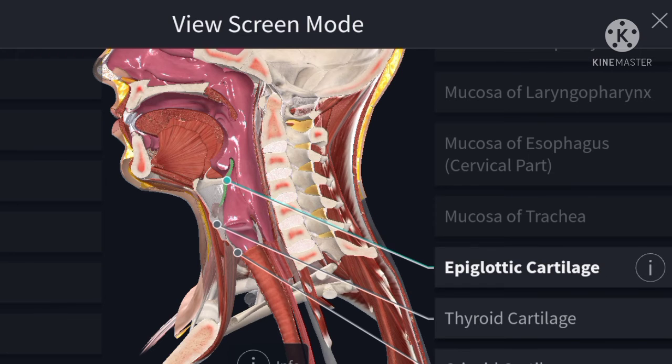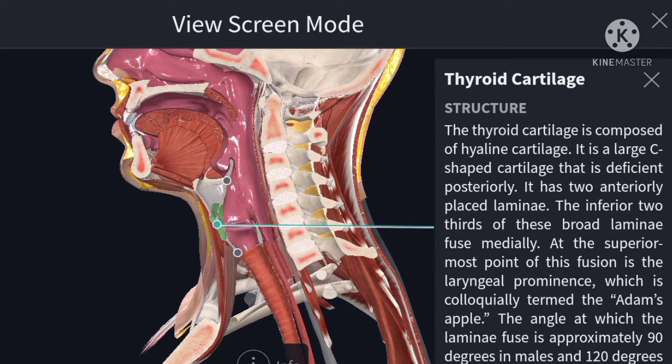Now we will see the thyroid cartilage. As you can see here, this is the thyroid cartilage. Thyroid cartilage is composed of hyaline cartilage, as you already know, and it is a large C-shaped cartilage that is deficient posteriorly. It has two anteriorly placed laminae, and the inferior two-thirds of these broad laminae fuse medially, and the superiormost point of the fusion is the laryngeal prominence, which is colloquially termed the Adam's apple.